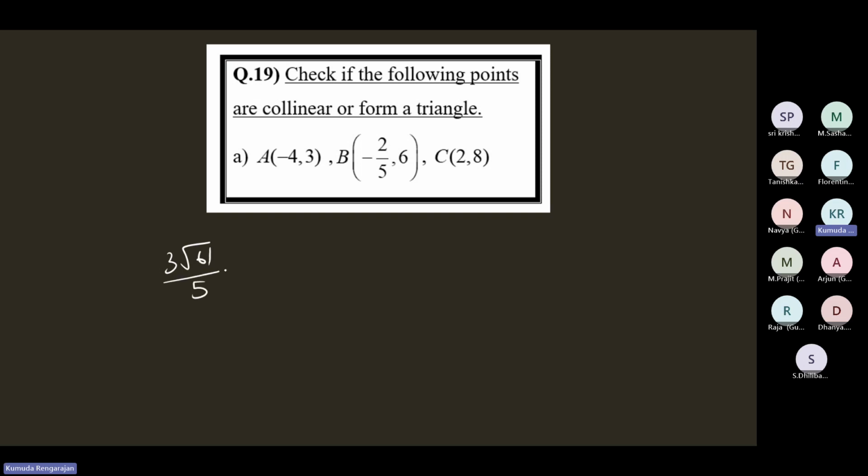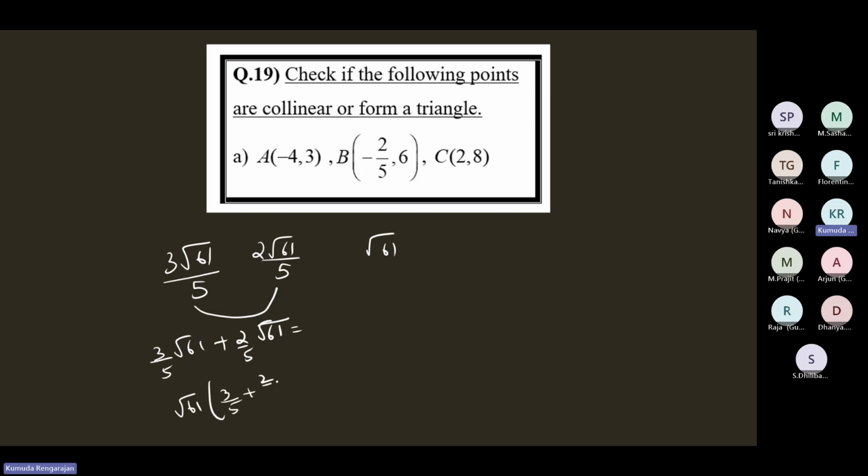Okay, Danya, then for BC? 2 root 61 by 5, ma'am. Okay, looks correct. And then for AC? Root 61. Very good, yes. So you can see that when you add these two, 3 by 5 root 61 plus 2 by 5 root 61, root 61 is common. So 3 by 5 plus 2 by 5 is 5 by 5, 1. So it is root 61. Your answer looks right, Danya. Very good.